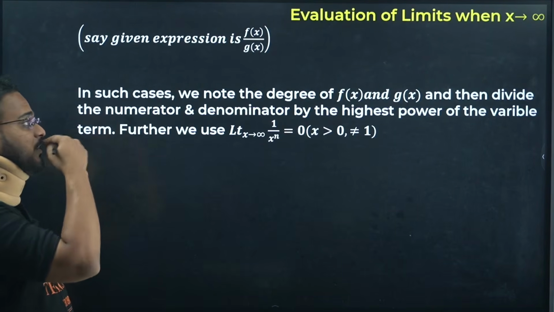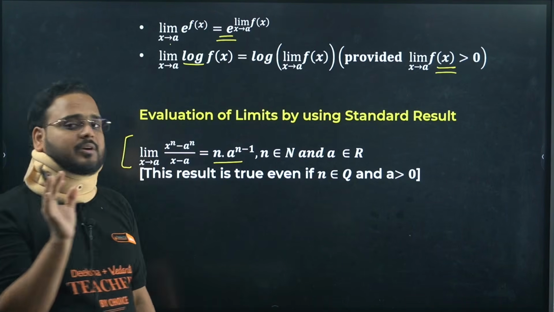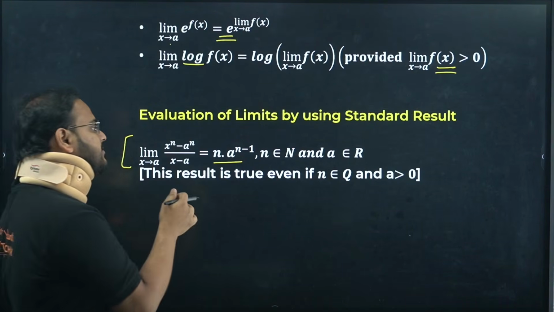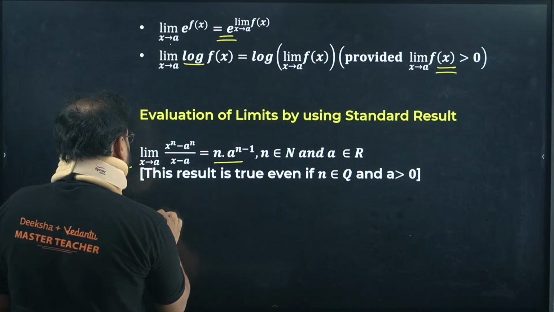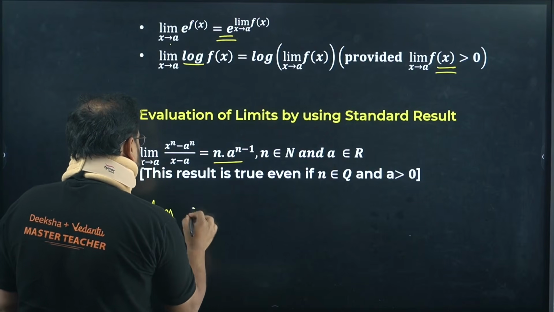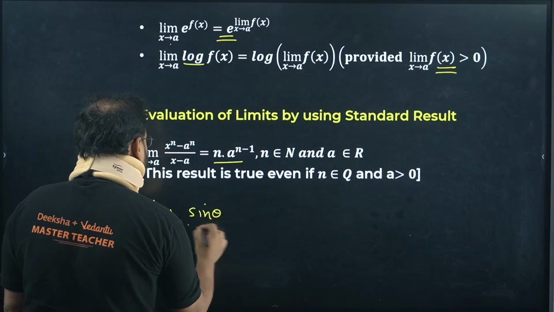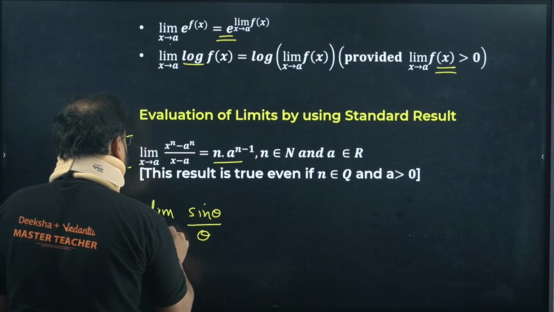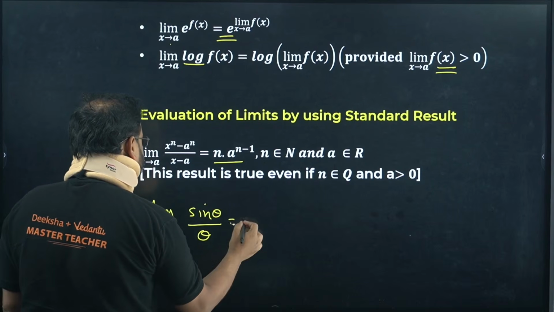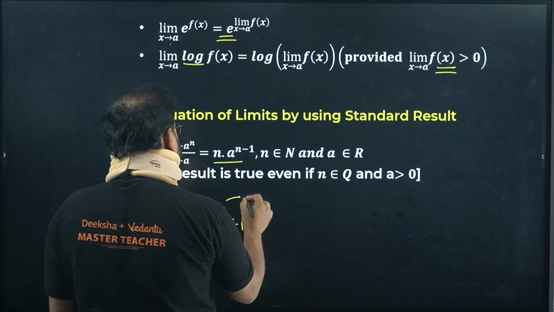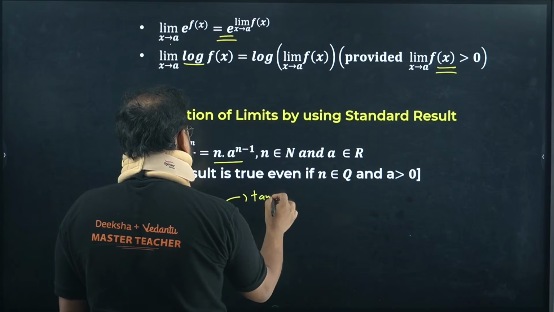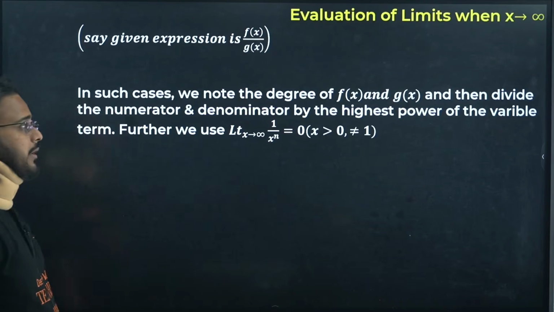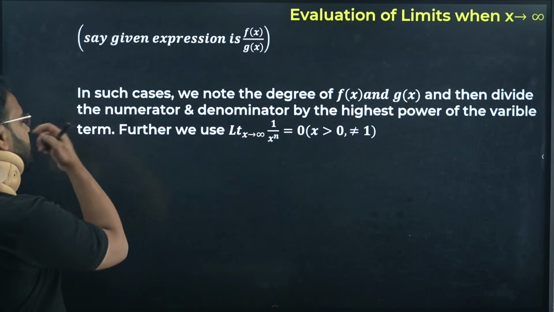Now, evaluation of limits is very extensive, so we have 3 methods over here. One is where you use standard limits. We have this one. We have a few more. If you want, I can write this. Don't worry, I'm going to give you the formulas later also. The same we have for tan theta also. Now next is what?